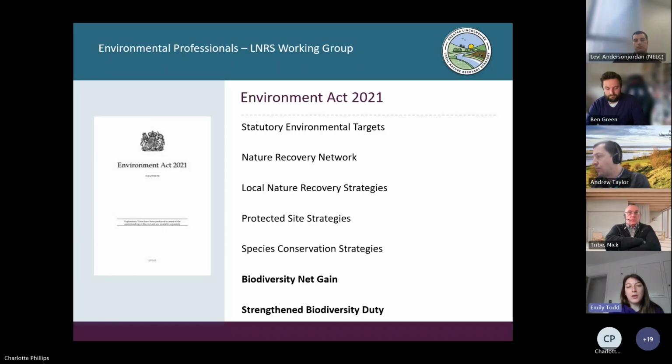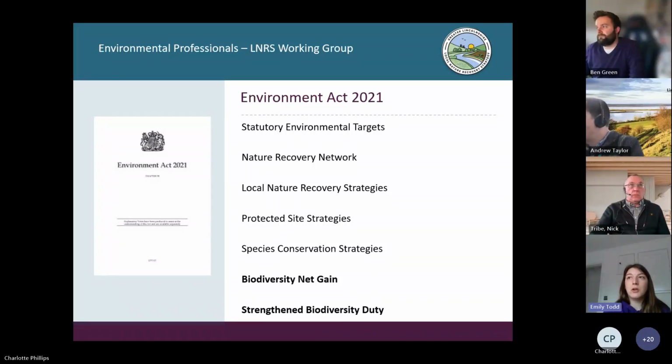Local nature recovery strategies came out of the Environment Act, as well as a number of other things. There are national statutory targets that have been identified. There's the goal to fulfil the Nature Recovery Network, which is a national ecological network. And like I say, local nature recovery strategies are used as a mechanism to help develop this national network, but on a local level.